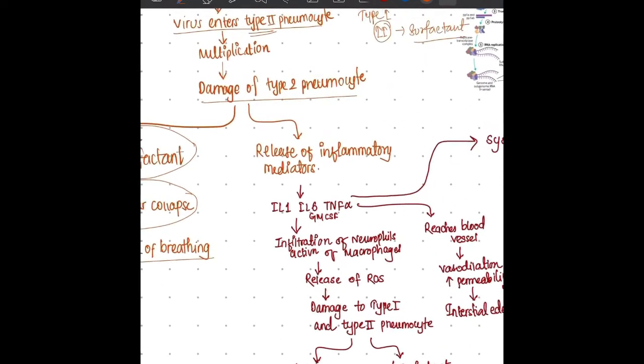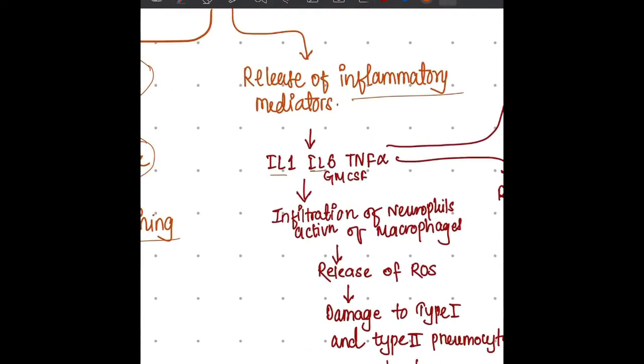Now, because there is damage of the cell, this damage causes release of inflammatory mediators, particularly interleukin 1, 6, TNF alpha, and GM-CSF. GM-CSF stands for granulocyte macrophage colony stimulating factor. This is an important one and the most severe form of inflammatory mediators. Once again, interleukin 1, 6, TNF alpha, and GM-CSF.